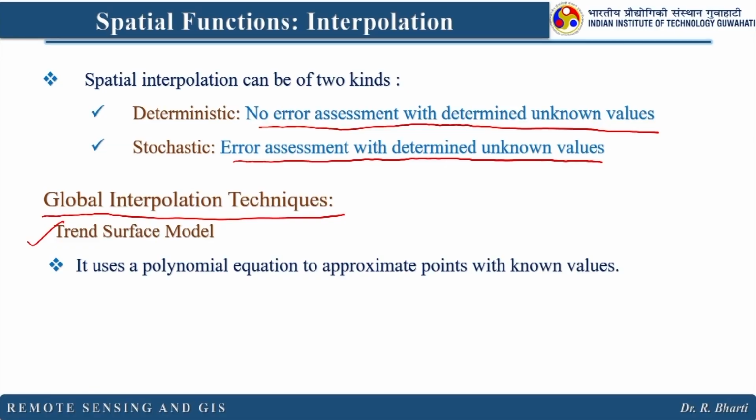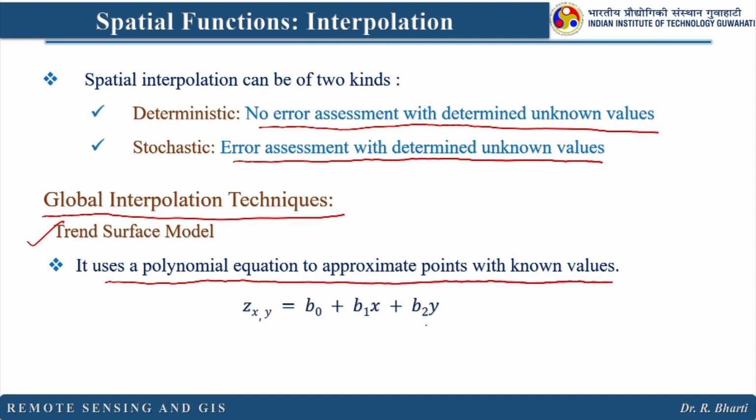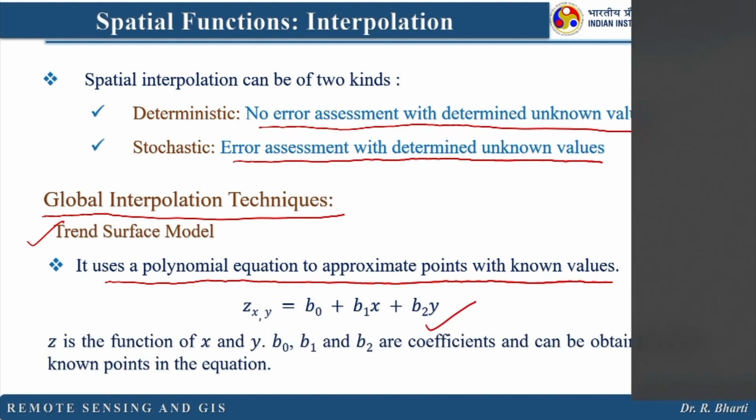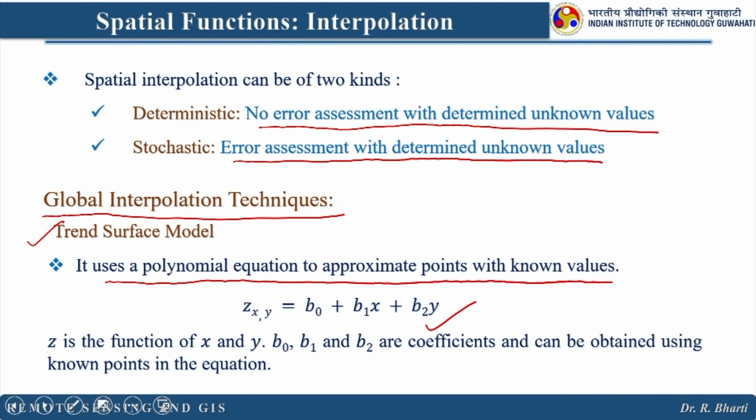So, here we have the first one, which is known as the trend surface model. It uses a polynomial equation to approximate points with known values, where you can use this polynomial equation and easily find out what will be the value of an unknown point, right. So, here z is a function of x and y, and b0, b1, b2 are coefficients that can be obtained using known points in the equation. I hope you have understood this part, because this is the basic or fundamental polynomial equation.